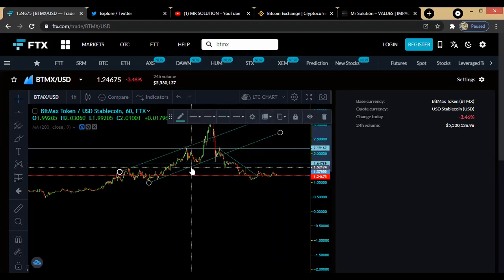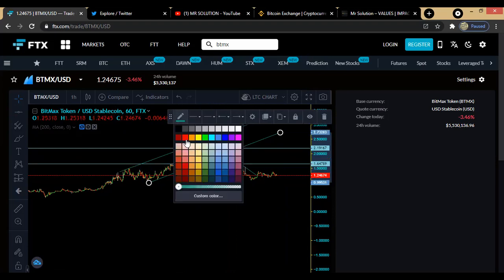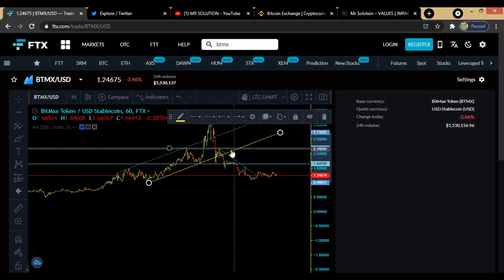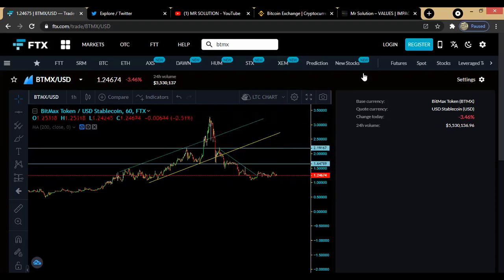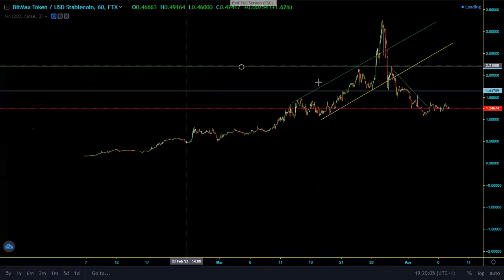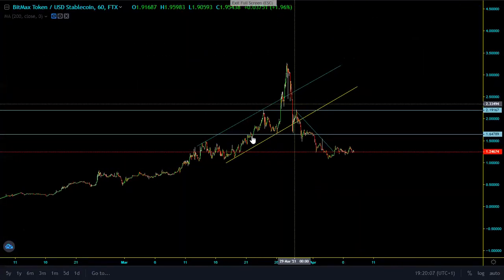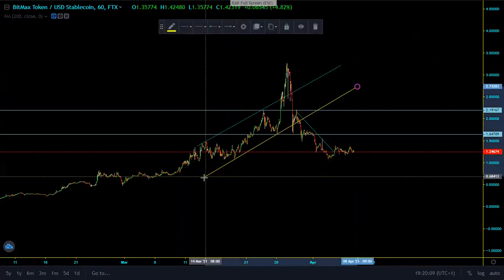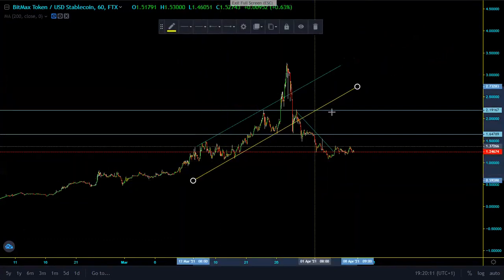Let me change the color to probably yellow. Immediately it went below this line, this signaled the change in structure. Immediately the candle crossed here, immediately price went below this yellow line, it signaled the change of everything. I could equally enlarge it for a broader view. Immediately it crossed this yellow line, it signaled the change in structure.